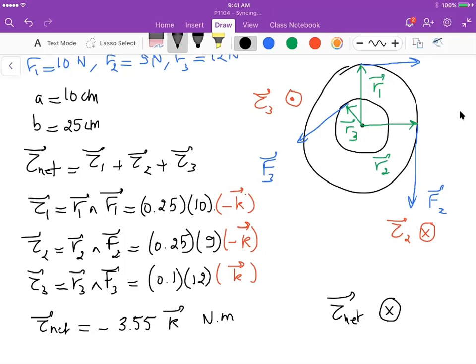And so this is it. This is how we solve such problems. Whenever you have different forces acting on an object and producing a given rotation, tau net is the net torque acting on this object, which means the sum of the torques of all forces acting on the object that you have.